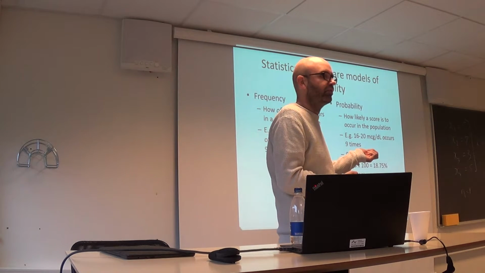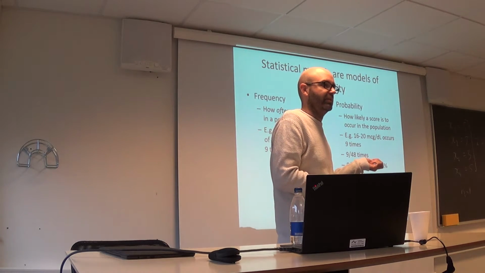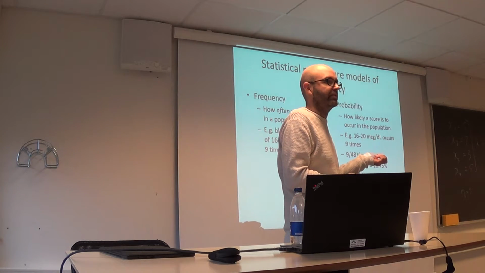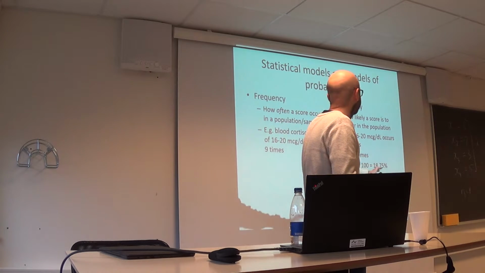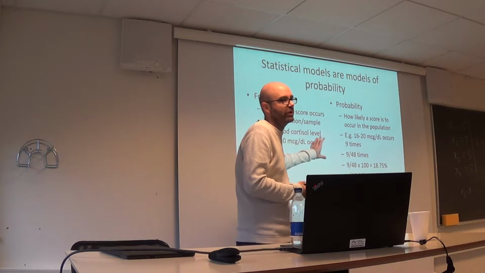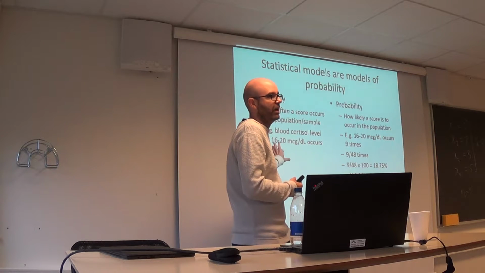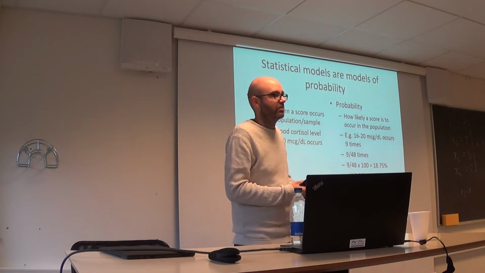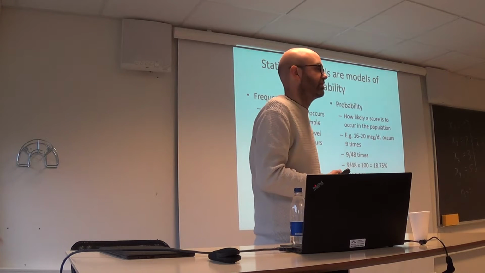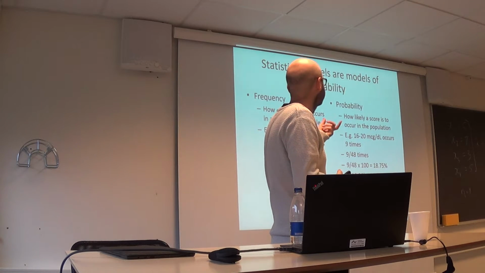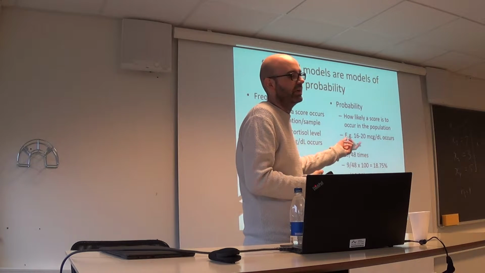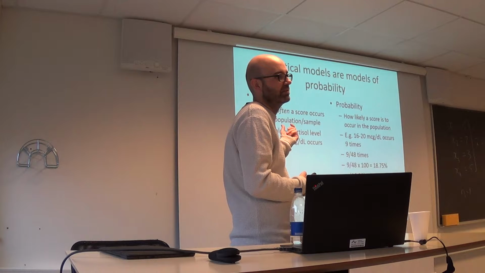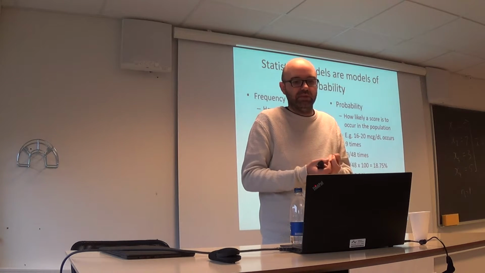Now, you heard me say before frequentist statistics, and you've probably heard other people say frequentist statistics. What frequentist statistics does is it treats probability as much like frequency as you can. So it says that how likely a score is to occur in a population is a reflection of how frequent it occurs in a population. And that's two sides of the same coin.